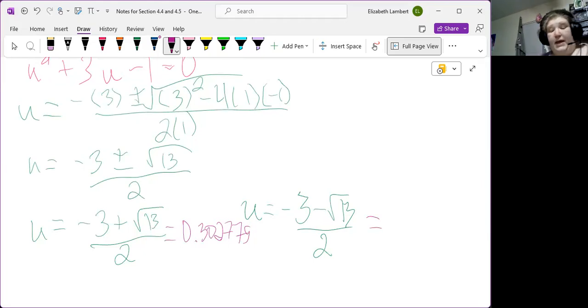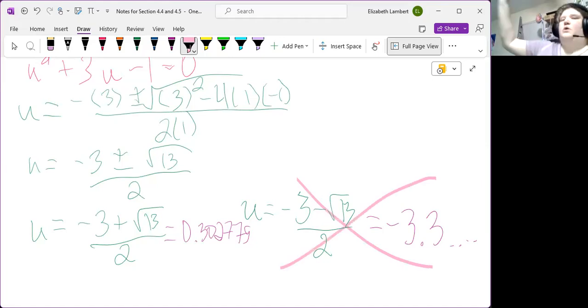Over here, though, we are going to get something even sillier. Negative 3 minus the square root of 13 gives us a very large negative number divided by 2. It is negative 3.3. Doesn't matter. Sine and cosine only ever attain values from negative 1 to 1. This guy is out of bounds. Literally. So there is no real number that I can plug into cosine and get negative three something. So this guy at least, whoop, gone.